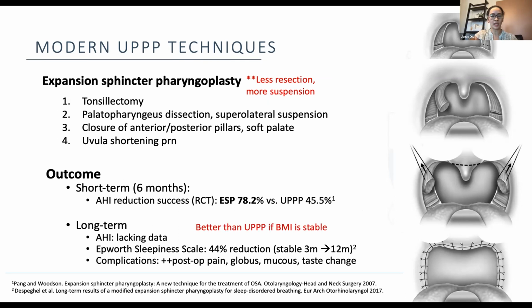And so, we know that the expansion sphincter pharyngoplasty can definitely perform better than UPPP in the long term as long as the BMI is stable. We know that it can also reduce the Epworth Sleepiness Score, and certainly there are still complications after the surgery, but patients' main complaint after the surgery is usually the post-operative pain and recovery rather than persistent complications, which more often than not will dissipate.